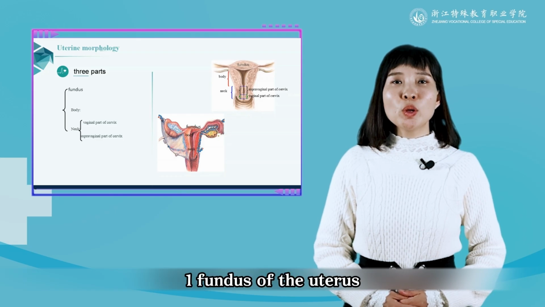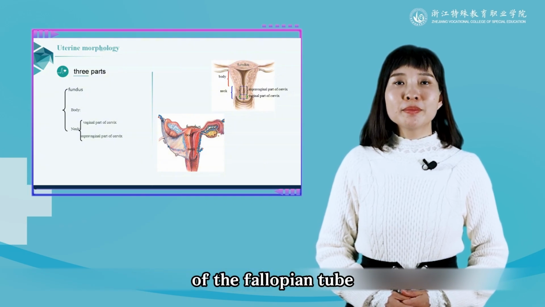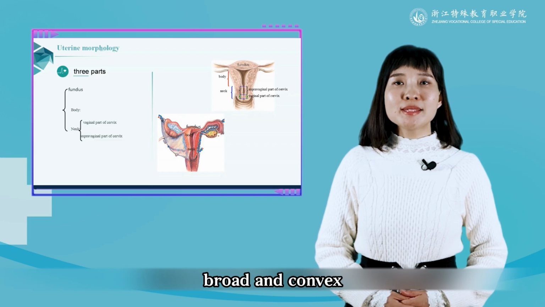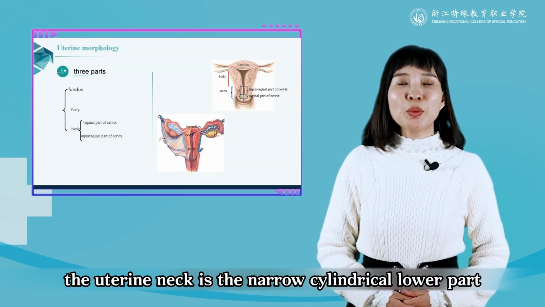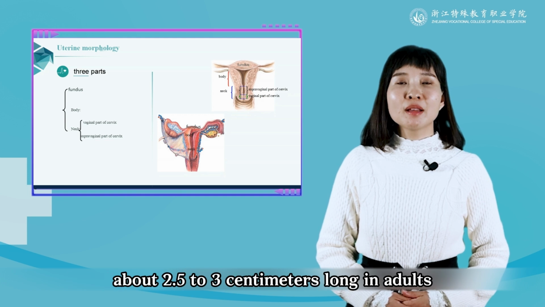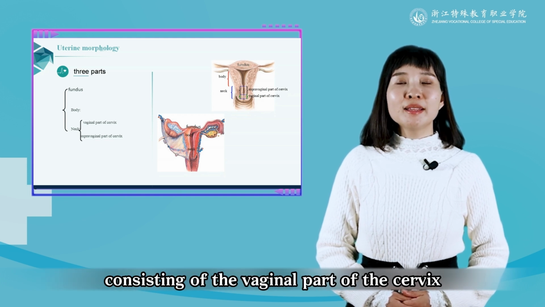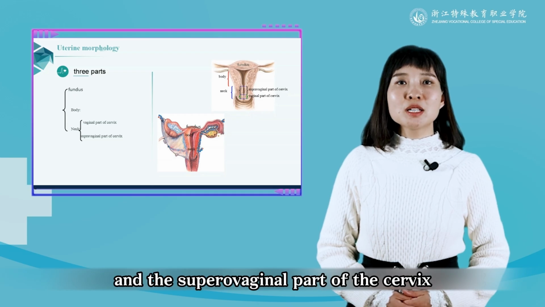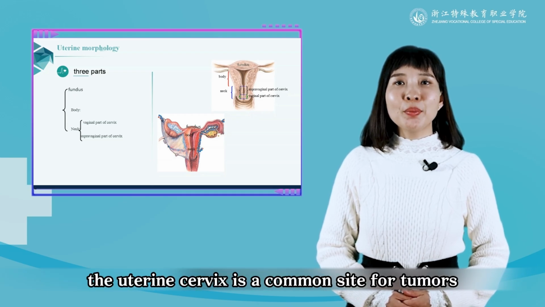1. Fundus of the uterus. The uterine fundus is the part above the uterine opening of the fallopian tube, broad and convex. 2. Cervix of the uterus. The uterine neck is the narrow, cylindrical lower part, about 2.5 to 3 centimeters long in adults, consisting of the vaginal part of the cervix and the supravaginal part of the cervix. The uterine cervix is a common site for tumors.